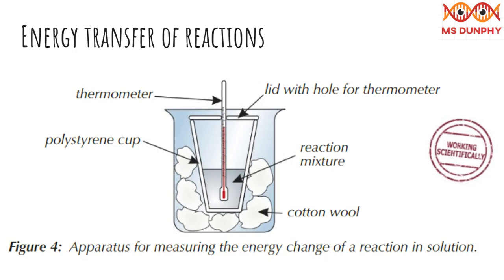The biggest problem with taking measurements like this is the amount of energy that's lost to the surroundings. Using a polystyrene cup helps to insulate the reaction mixture more than a glass beaker would, but some energy is still transferred by heating. You can reduce it a bit more by putting the polystyrene cup into a beaker of cotton wool to give more insulation, and putting a lid on the cup to reduce energy lost by evaporation.